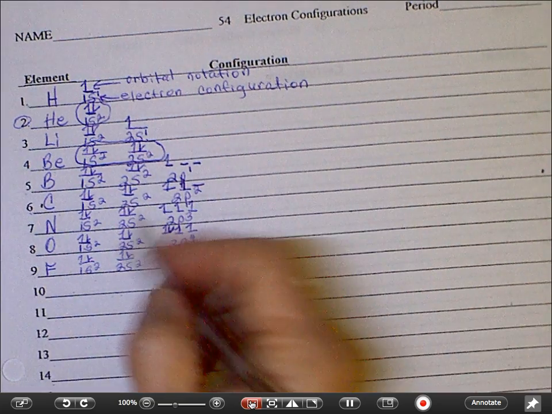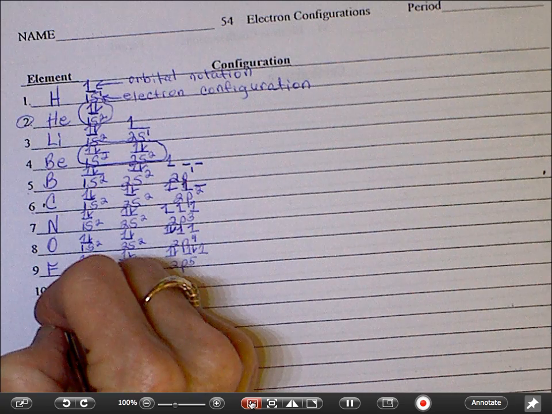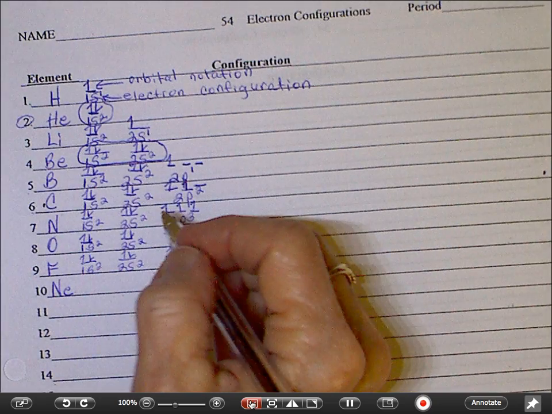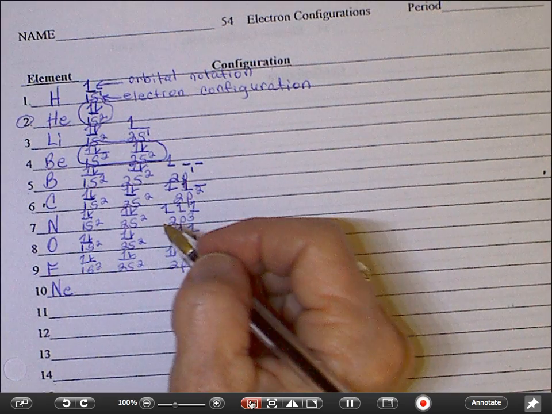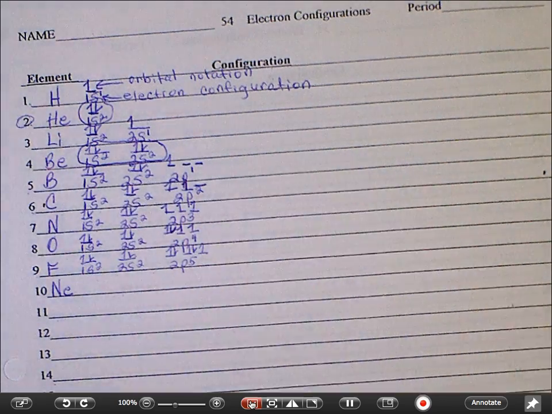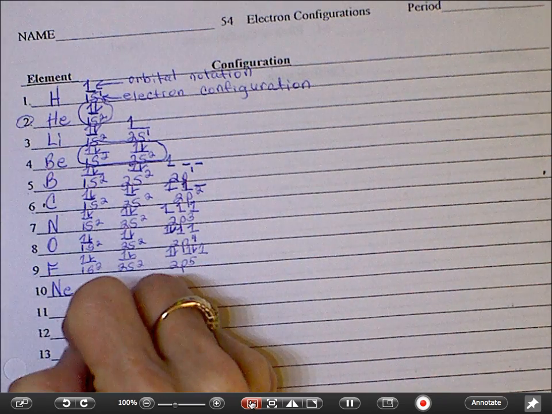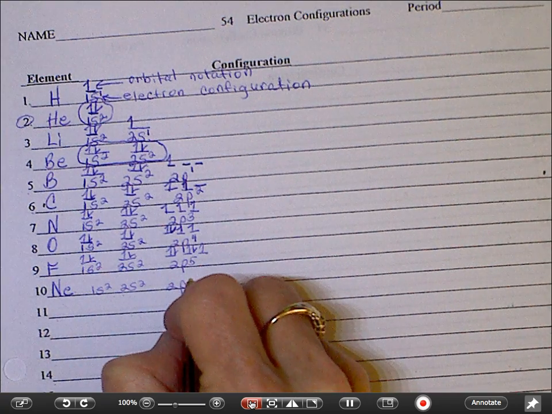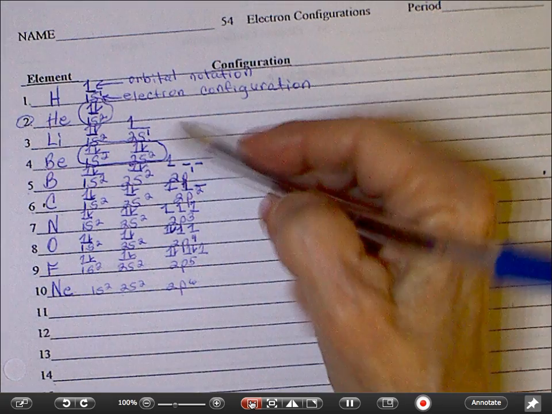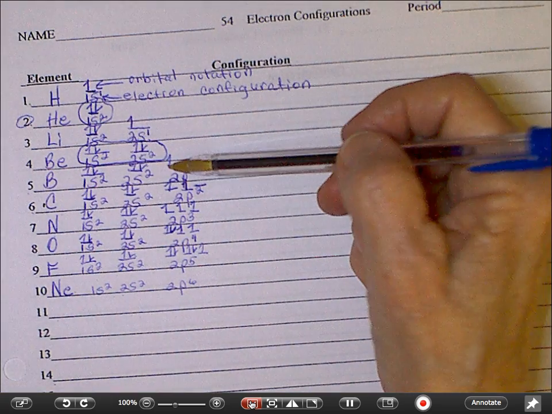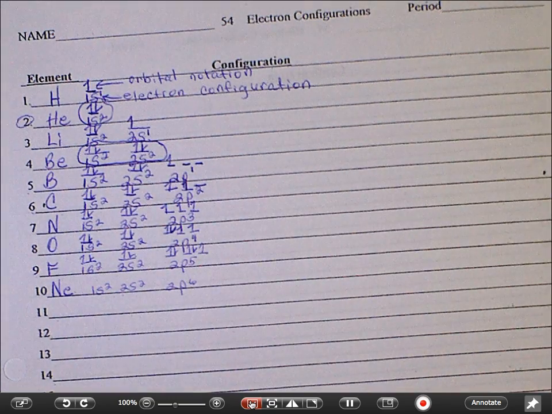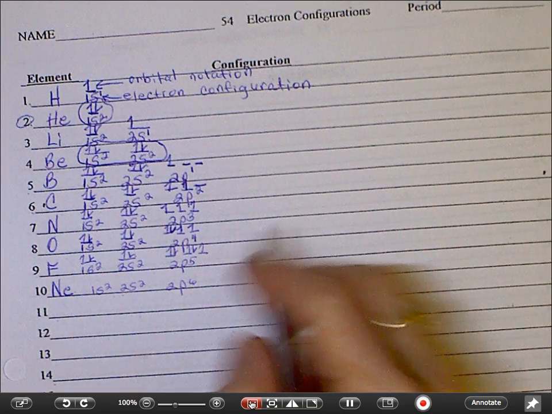Yes. Okay. So who is element 10? Okay. How many electrons are we counting? 10. Where does neon live? 2p6. So 1s2, 2s2, 2p6. Do you see that we stayed on the p's for boron, carbon, nitrogen, oxygen, fluorine, and neon? Does everybody see that? Guess what is full now when we finish neon?